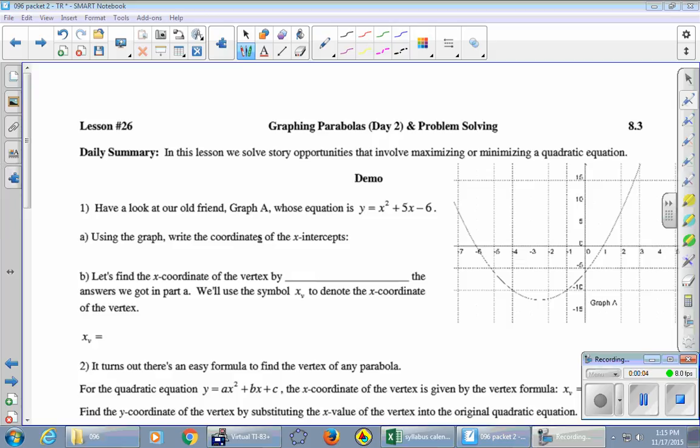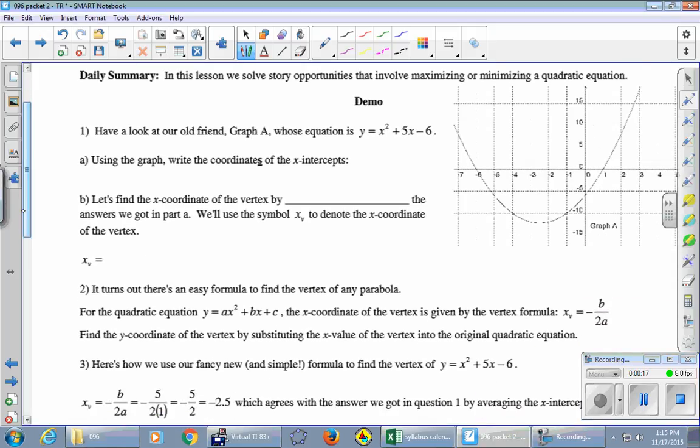Our summary for today: in this lesson we solve story problems, more word problems, that involve maximizing or minimizing a quadratic equation. Maximizing and minimizing, we'll see those words today. Okay, number one, have a look at our old friend graph A, whose equation is y equals x squared plus 5x minus 6. We've seen this graph a couple of times.